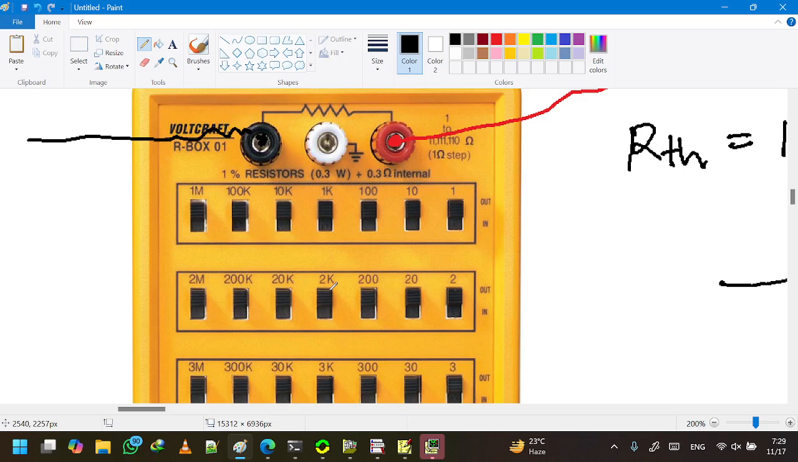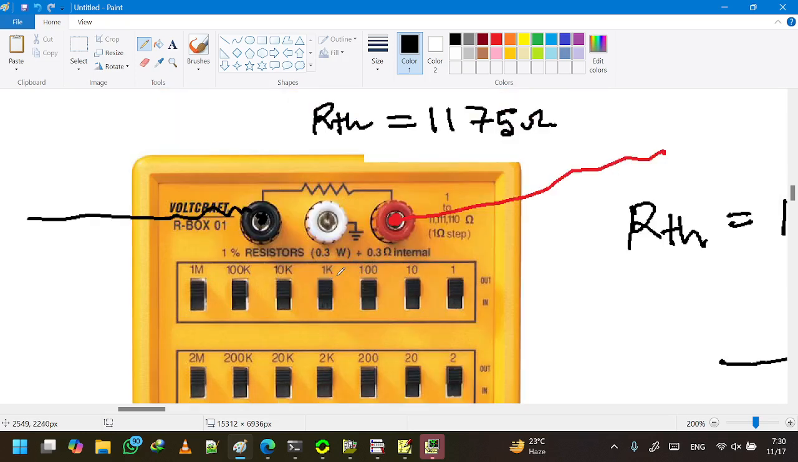So when all the switches are turned off, we have a 0 ohm resistance, but now we have to make it 1175. So we can turn on specific switches, and the sum of all those values will give us that specific value of resistance. So let me explain what I'm talking about.